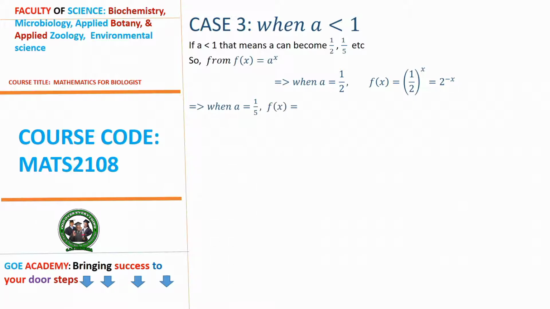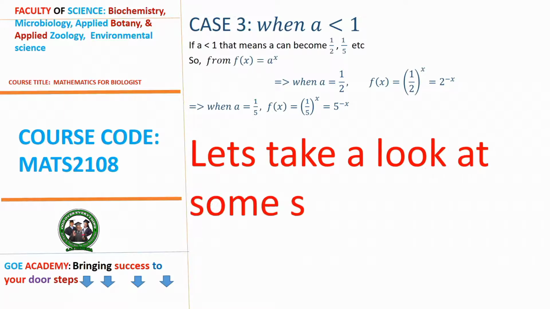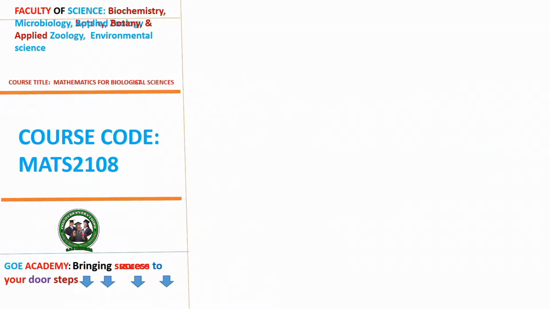When a equals 1/5, we have the same thing. We have 1/5 raised to the power x, which is the same as 5 raised to the power -x. Those are all exponential functions. Okay, so let's take a look at some examples for better understanding.